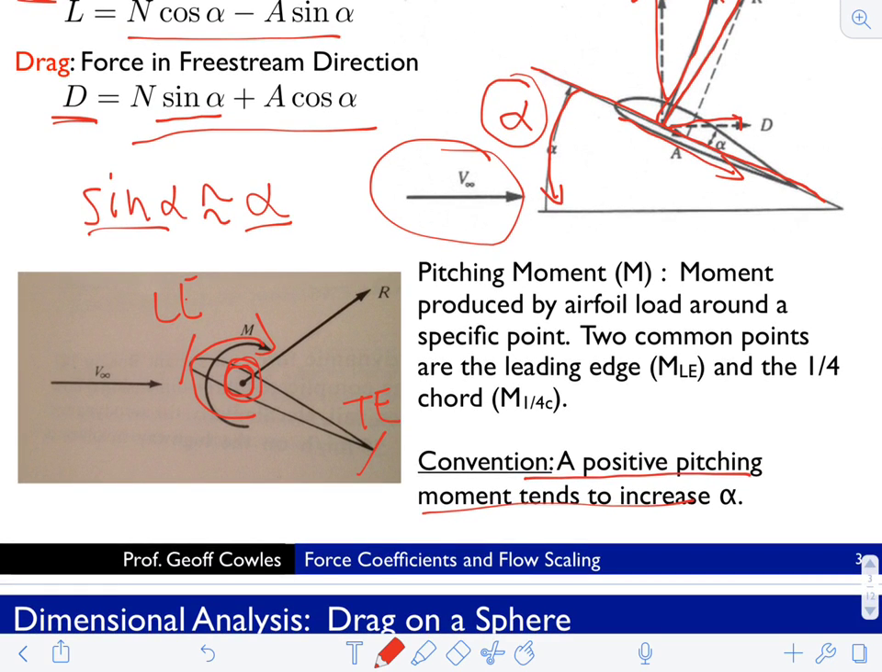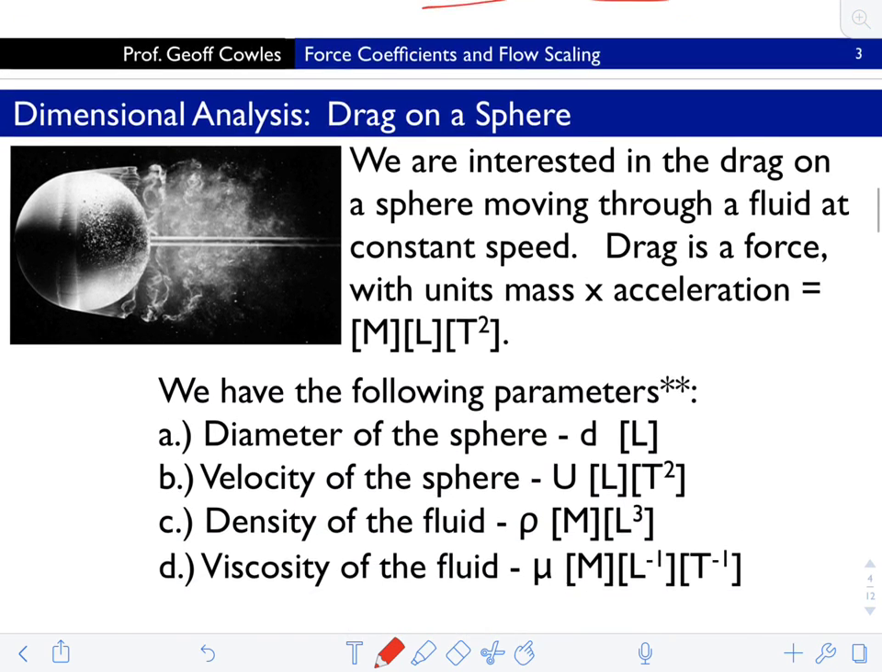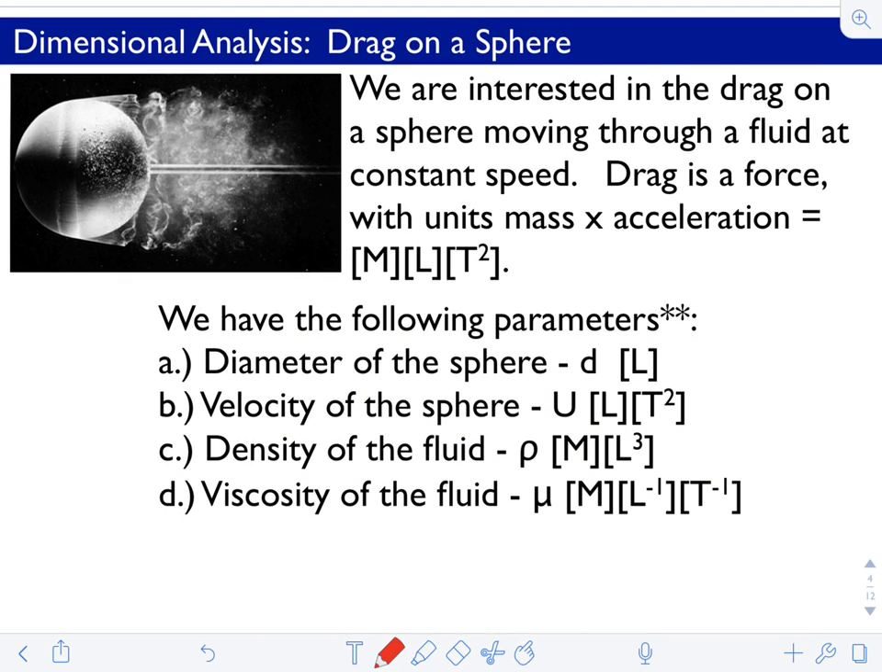Moments, of course, require an additional length scale to non-dimensionalize, and we'll discuss what that is in a few slides. So in traditional dimensional analysis, we take all the components that are of interest in the flow field that we believe affect the forces in the flow, and we try to relate them. We try to relate them intelligently, such that we can reduce the number of common factors we have to get to. Drag is a force, so we have units of mass times acceleration, or kilogram meter per second squared in the case of our MKS units.